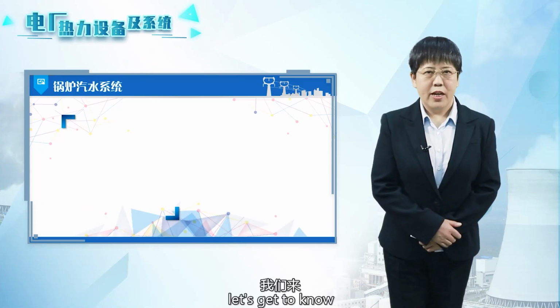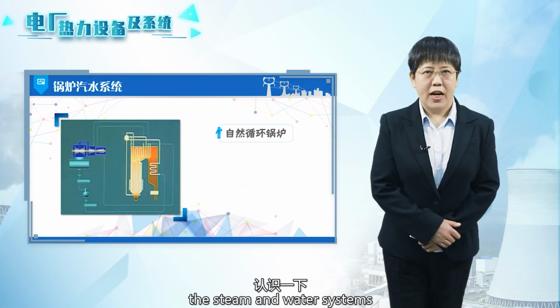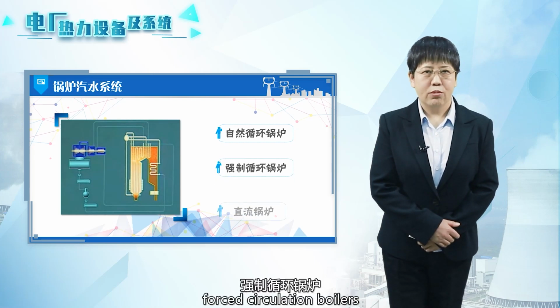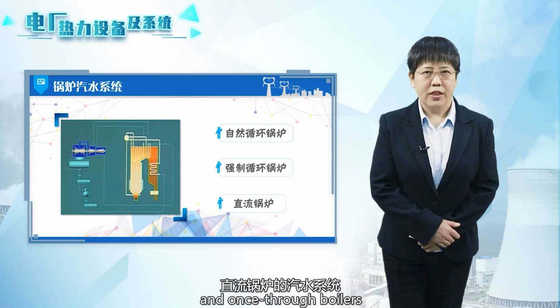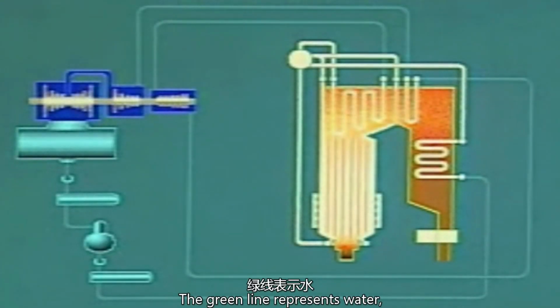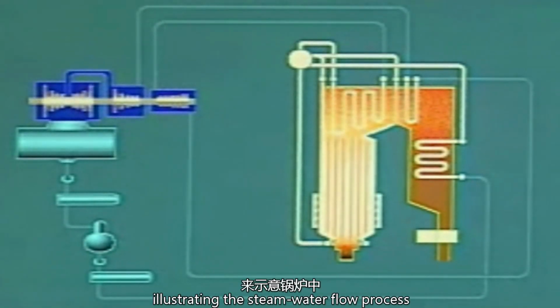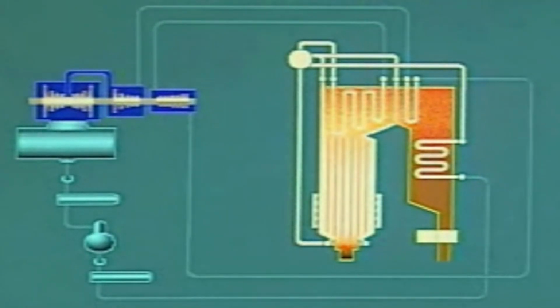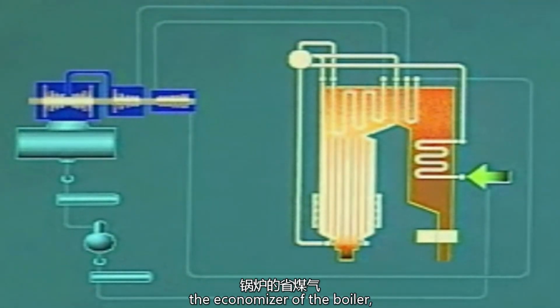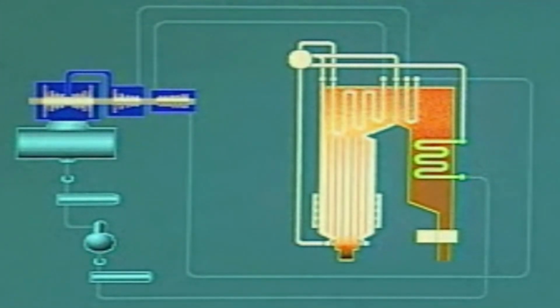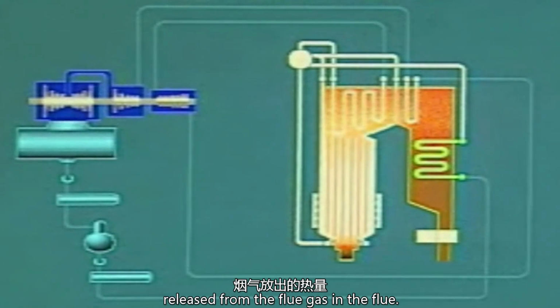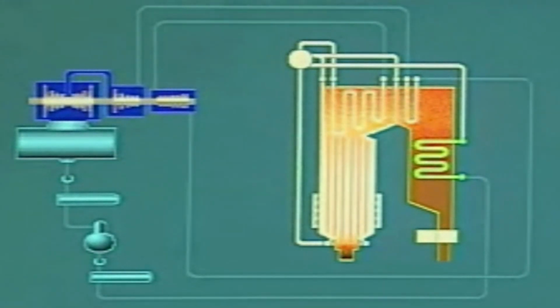Next, let's get to know the steam and water systems of natural circulation boilers. First, circulation boilers and once-through boilers. The green line represents water, illustrating the steam-water flow process within the boiler. Water under a certain pressure first enters the economizer of the boiler, where it absorbs heat released from the flue gas in the flue.